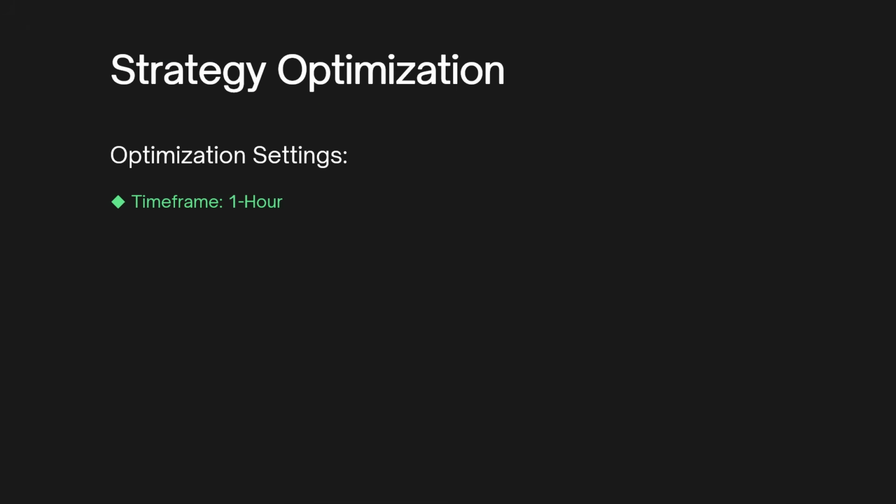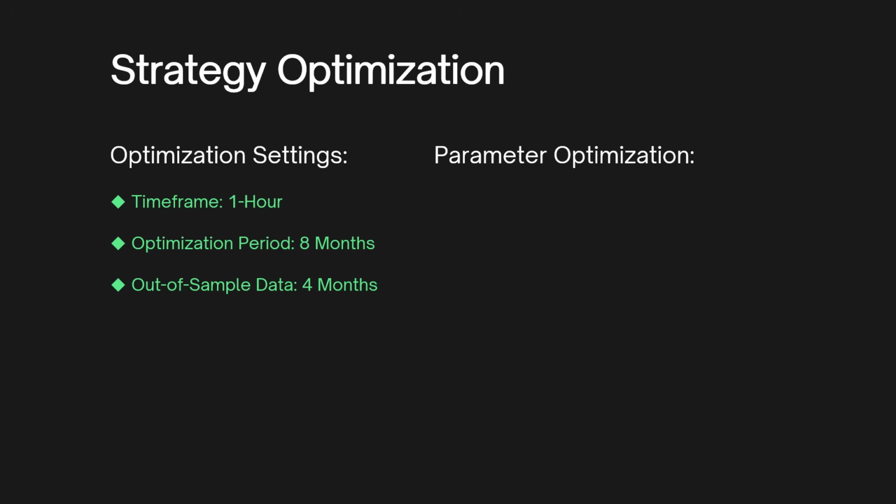We'll be testing on the 1 hour time frame and splitting our historical data into 2 sets. In sample, 8 months, used for tuning and optimizing the strategy. Out of sample, 4 months, used to test the strategy on unseen data and see how it performs in real market conditions. The key parameters we'll focus on optimizing include trend filter enabled, whether to use the 200 EMA.